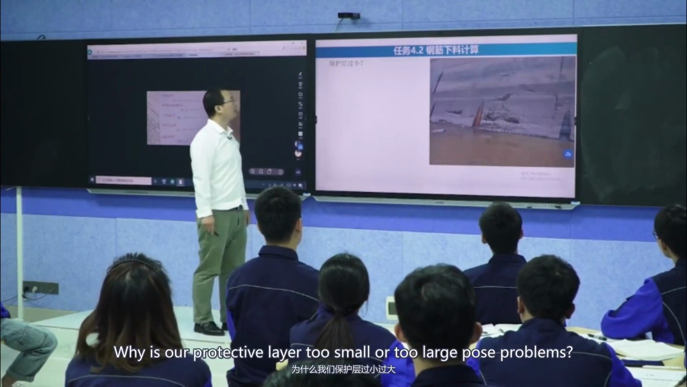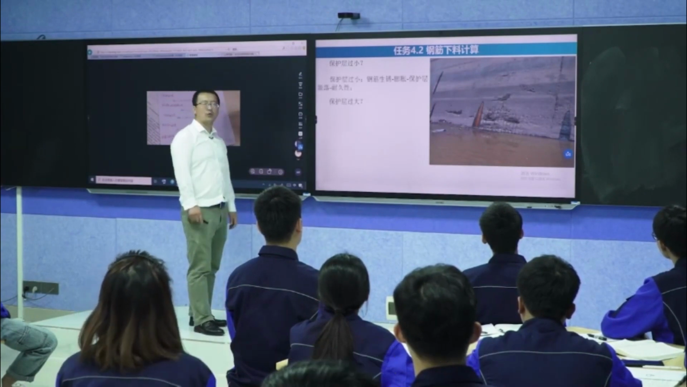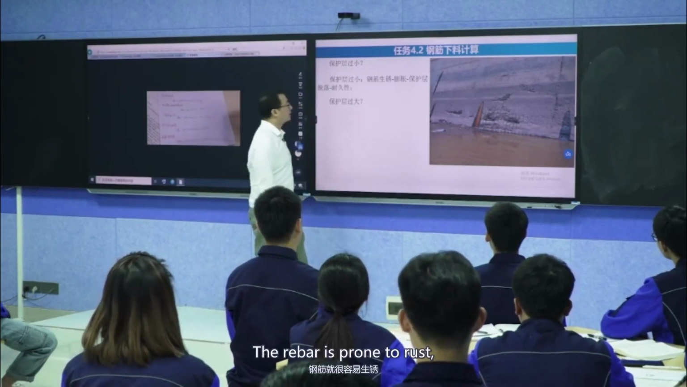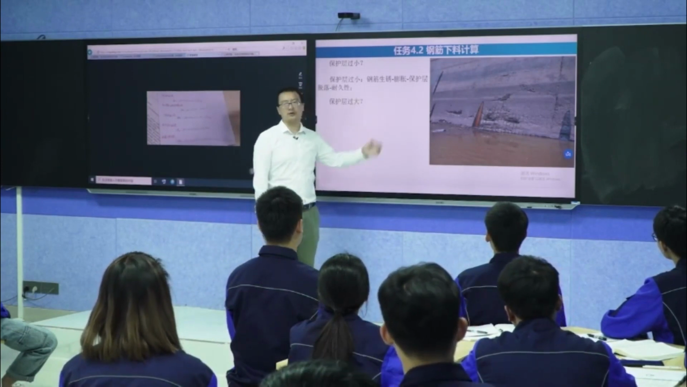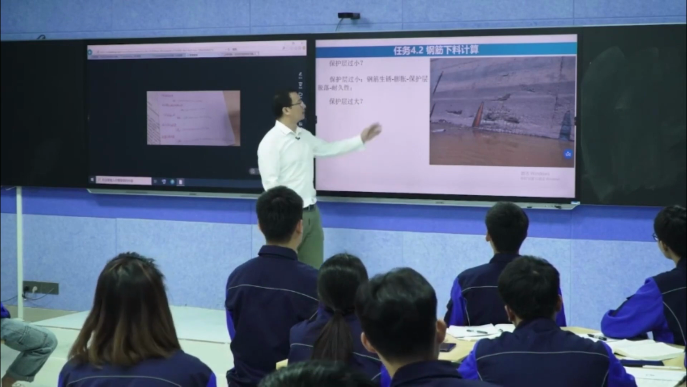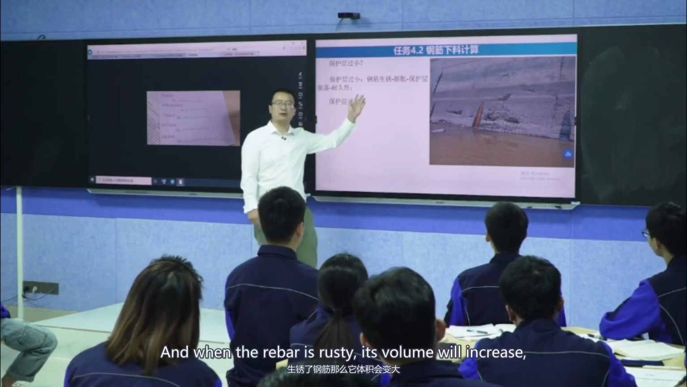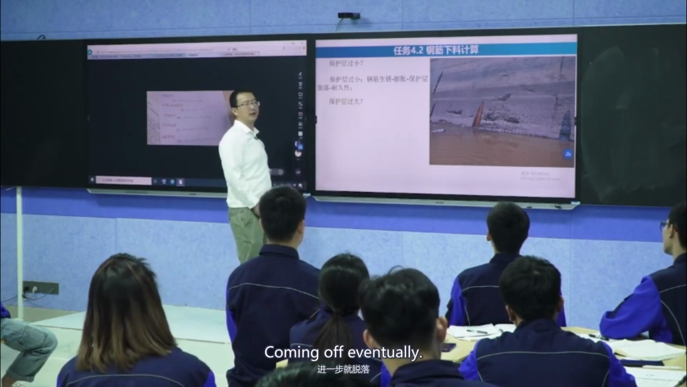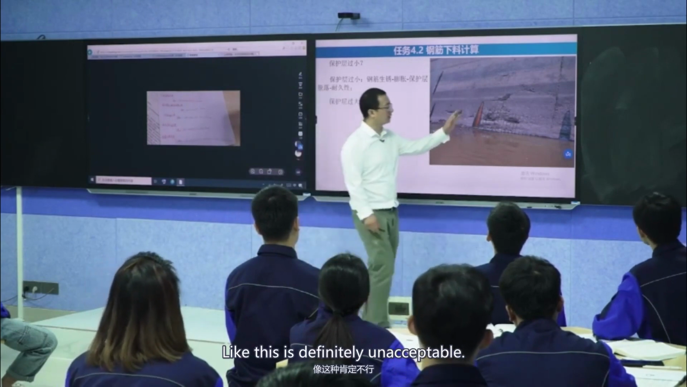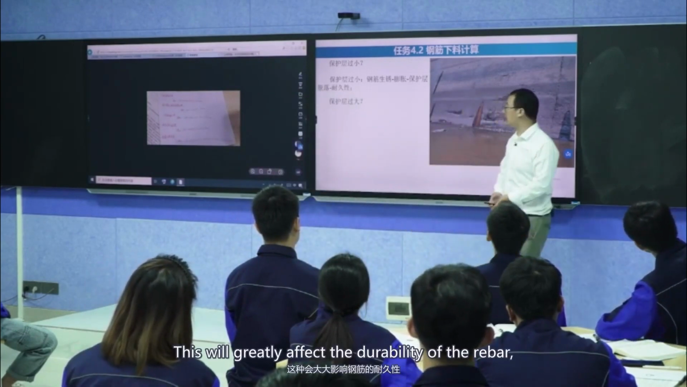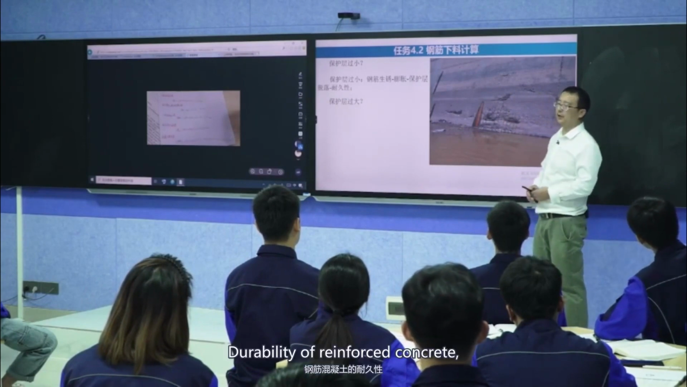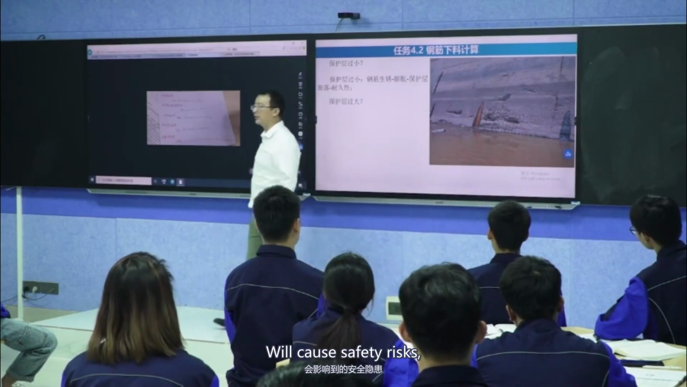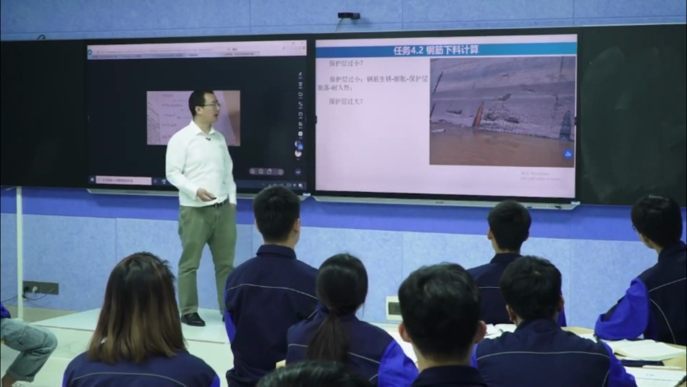Why does a protective layer that is too small or too large pose problems? If it is too small, then the layer will be thinner. The rebar is prone to rust. Water seeps in easily. And when the rebar is rusty, its volume will increase. It will expand. After the expansion, the thin edge will definitely come off eventually. Coming off like this is definitely unacceptable. This will greatly affect the durability of the rebar, the durability of reinforced concrete, and some stressed parts. It will cause safety risks, bringing safety problems.